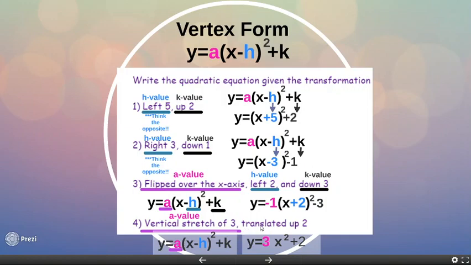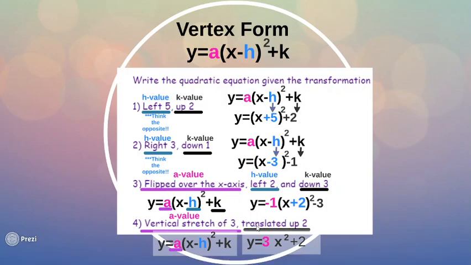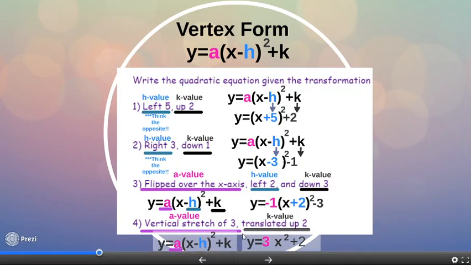Okay, and then if you see, we have a translated up. Do you guys remember which value goes up or down? That would be a K value. So the K value goes up or down. And that's going to go on the very end, and you don't think the opposite with the K. So I'm just going to put a plus 2 on the end.